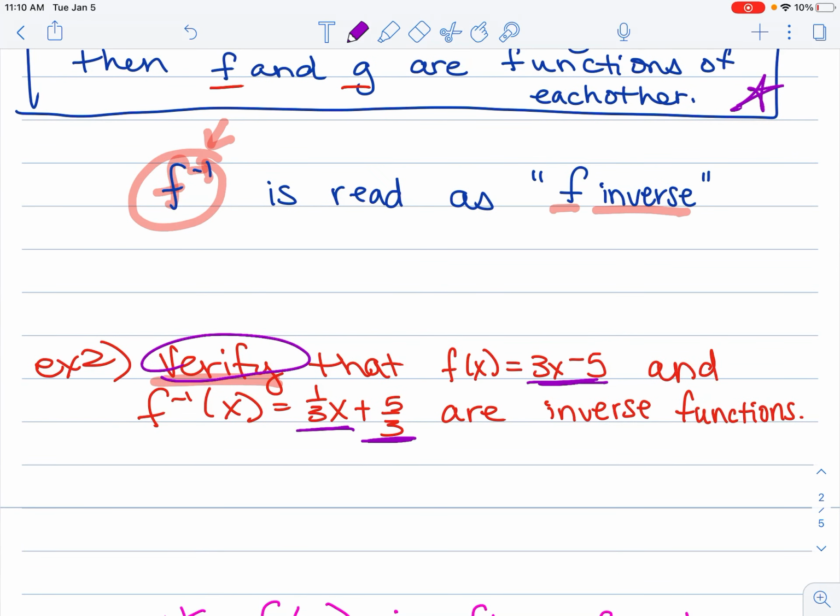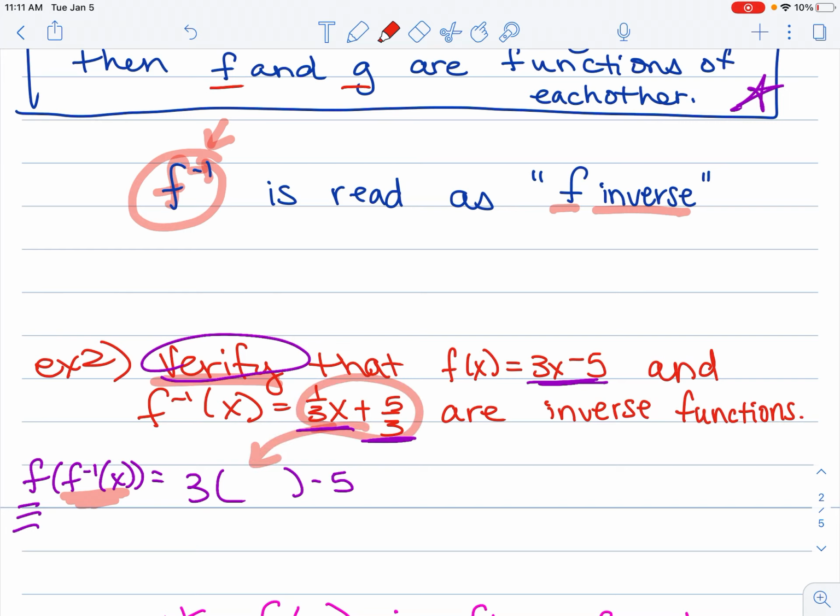So first, we're going to find f of the inverse function of x, which remember when we did this, we wrote the outside function first, so 3x minus 5, but we put the inside function into that value of x. So we're going to put that here, 1/3 x plus 5/3. And we're going to solve that.